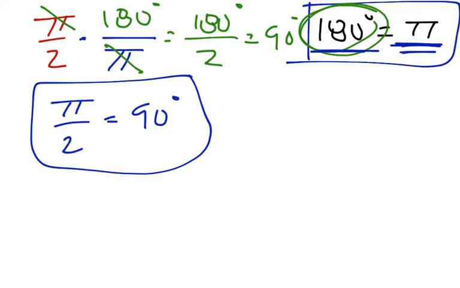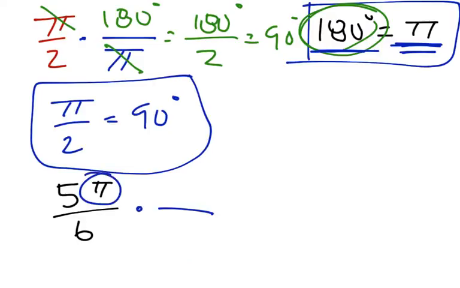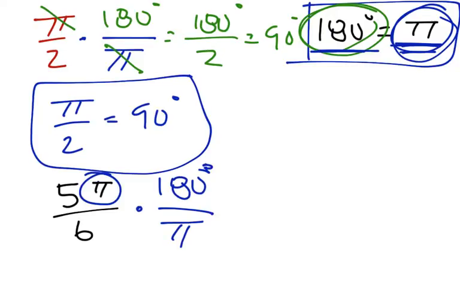Okay. Let's do another one. Let's do 5 pi over 6. I want to turn that into degrees. Again, I need to multiply by a fraction. How do I choose which one goes on the bottom and which one goes on the top? Easy. If I have pi and I want to cancel that pi, I need to put the other pi on the bottom. My equal will go on the top. We know that 180 degrees is equal to pi. Now, this pi will cancel with that pi on the bottom, and I just need to multiply the top.